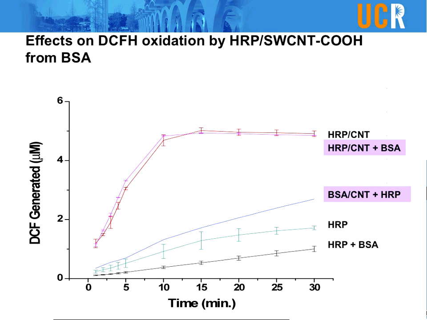And for BSA, the phenomenon is interesting. It depends on how we prepare the solution. If we mix the HRP and carbon nanotube first, and then add the BSA, it has no effect on the oxidation. However, if we mix the BSA and CNT first, and then add the HRP, the reaction will be suppressed. So right now we still need to investigate how the BSA carries out its effect on the generation of hydrogen peroxide.